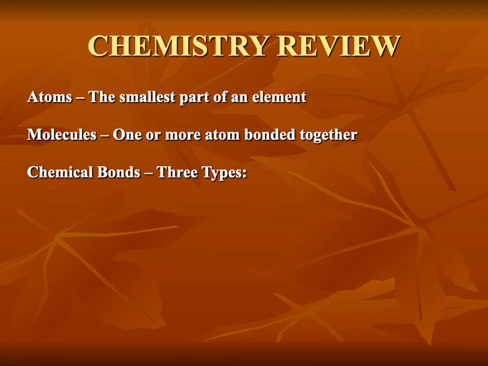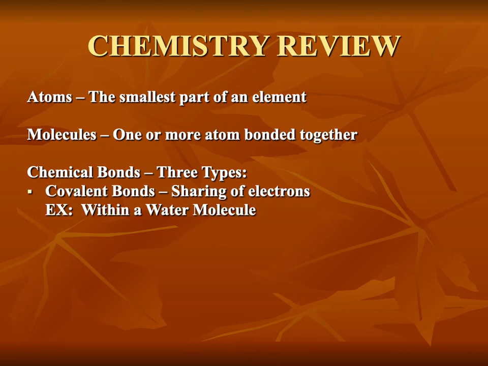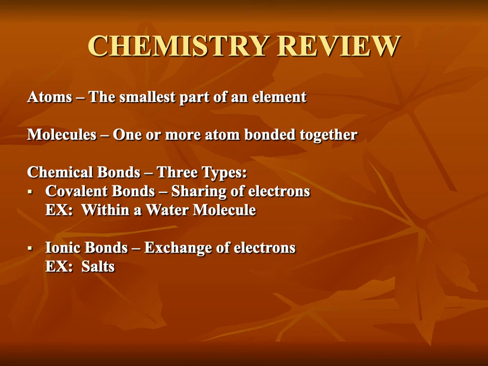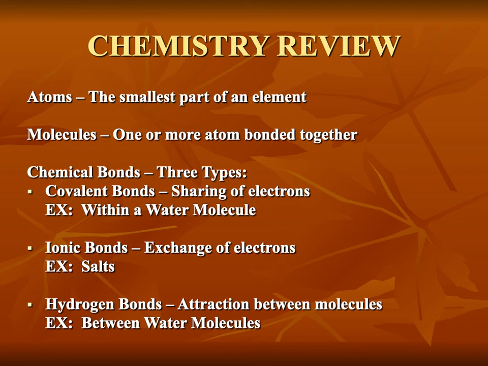Quick chemistry review: atoms are the smallest part of an element. Molecules are two or more atoms bonded together, and there are three types of chemical bonds: covalent, which is a sharing of electrons, for example a water molecule; ionic, which is an exchange or transfer of electrons, like in salts; and hydrogen bonds, which are attractions between molecules that have a slight charge on each end.